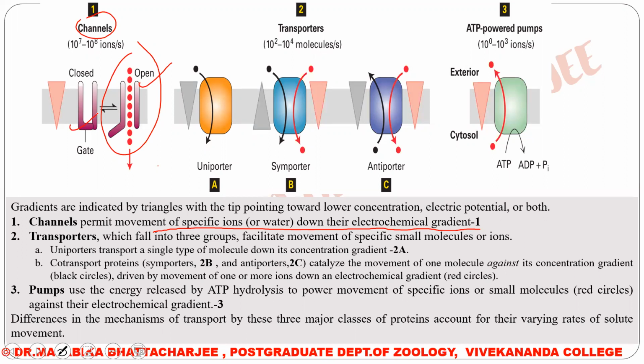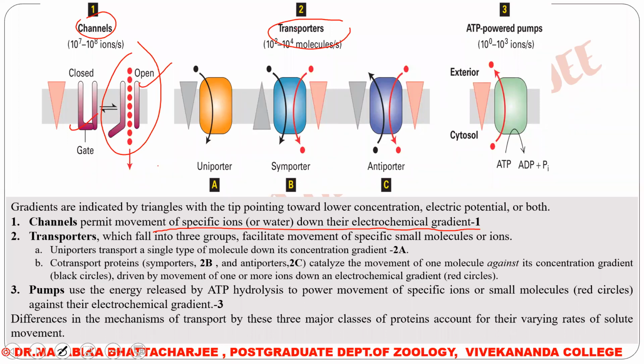So channels have gates. Now we are coming to the next category of protein molecules present on the membrane which facilitate movement of small molecules or ions. Again, here also we see in most cases the molecules are moving along their concentration gradient, but often it is also seen that molecules can move against their concentration gradient. Now let's look into what happens.